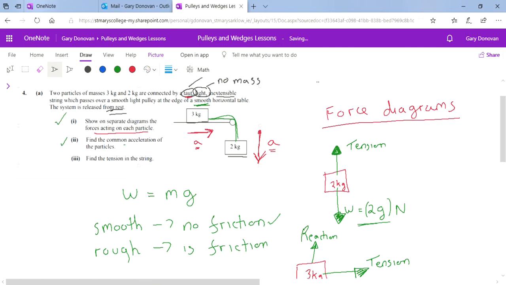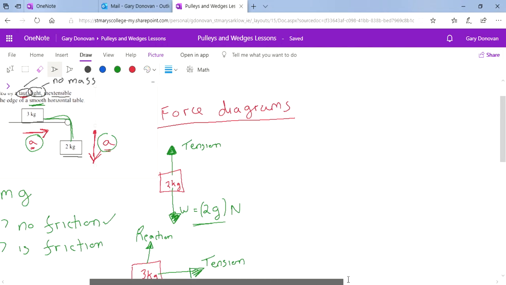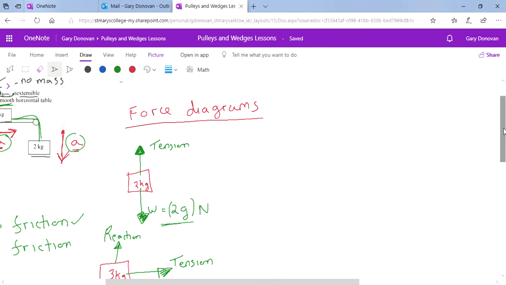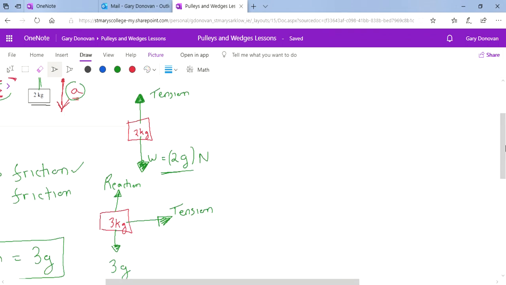Part 2, find the common acceleration of the particles. In other words, they want us to find A. Now here's where Newton's second law comes in. For each particle, we use our F equals ma equation. First of all, we need to look at what way they're accelerating. So this particle, we said, is going to accelerate downwards with A.